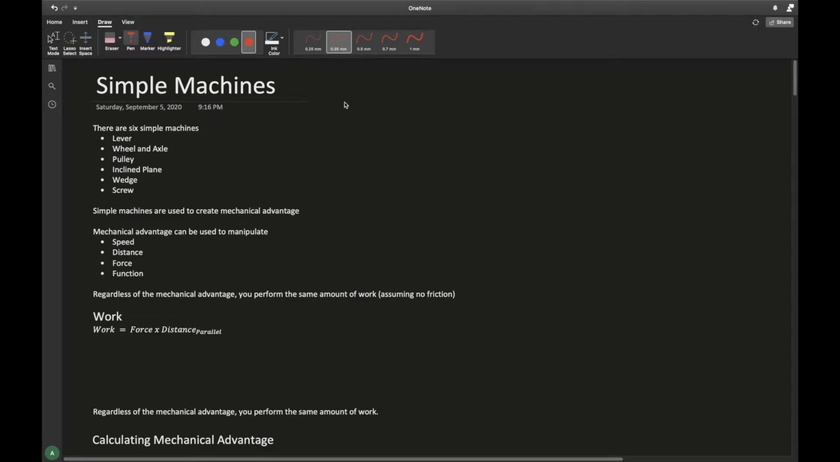Hello everyone and welcome to the first lesson in the Principles of Engineering course on simple machines. In this lesson, we're going to be talking about how to calculate the ideal mechanical advantage, the actual mechanical advantage, and the percent efficiency of the 6 simple machines found in our world. And this is going to help you be able to create mechanisms that will manipulate force and distance in the way that you need to get the job done. So let's get started.